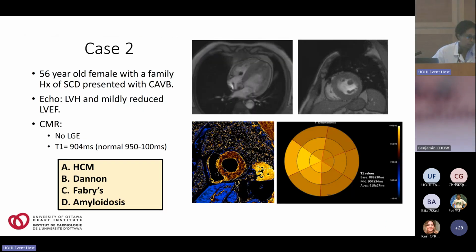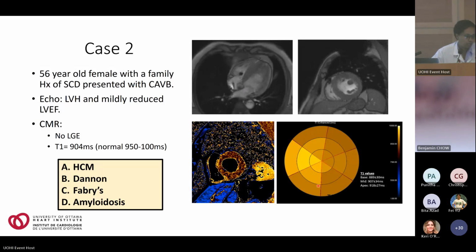So this is a case of a 56-year-old female presenting with a complete heart block. We see that there is concentric hypertrophy, a desynchronous septum, but there's mild LV dysfunction as well. We didn't see any LGE, but on T1 maps, we did see low T1 values. Does that mean anything to anyone other than MR readers here?